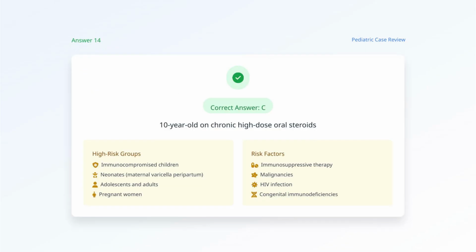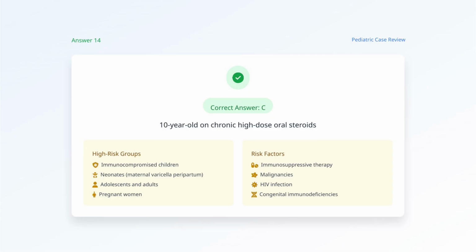Children on chronic high-dose oral steroids are at significantly increased risk for severe varicella due to immunosuppression. Other high-risk groups include children with malignancies, HIV, or congenital immunodeficiencies, neonates whose mothers develop varicella around delivery, adolescents and adults, and pregnant women.